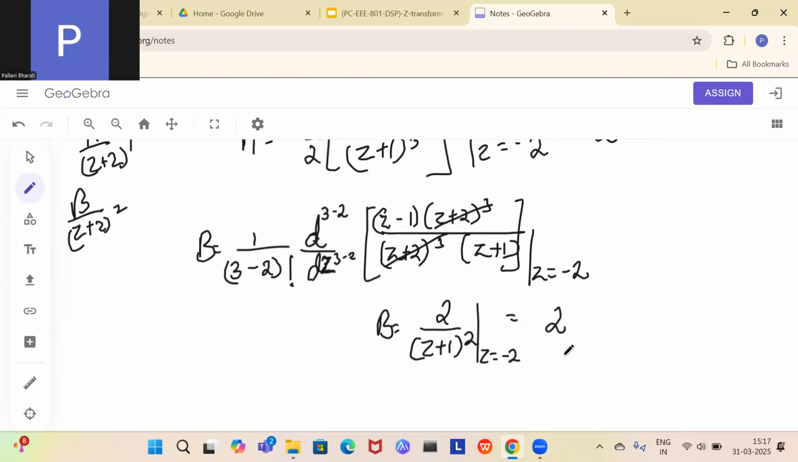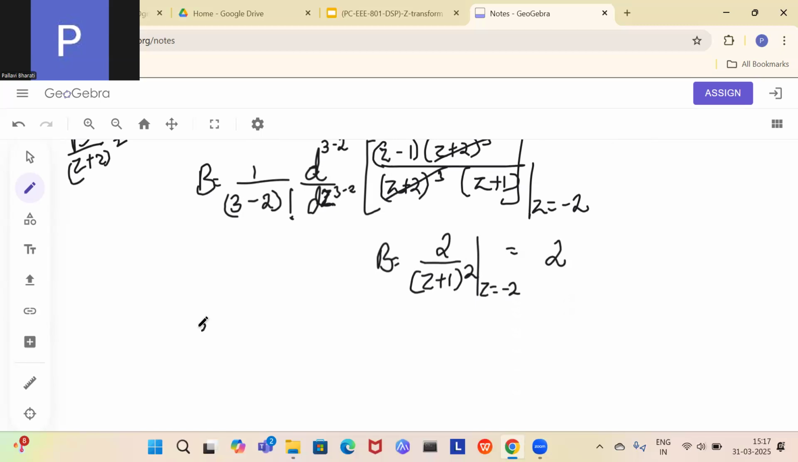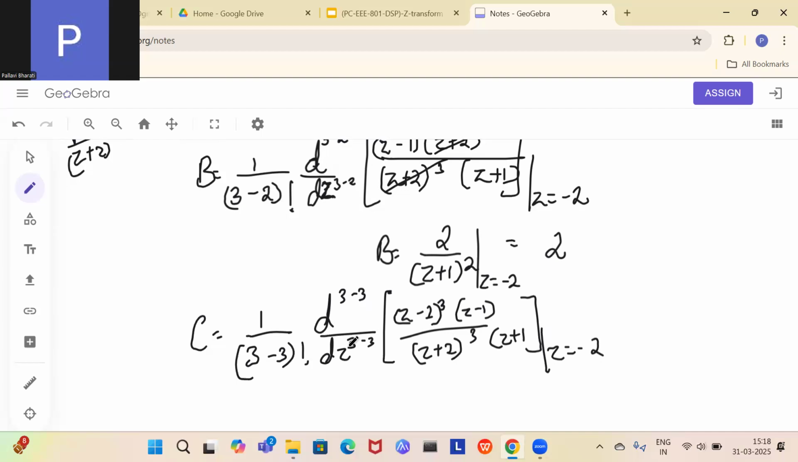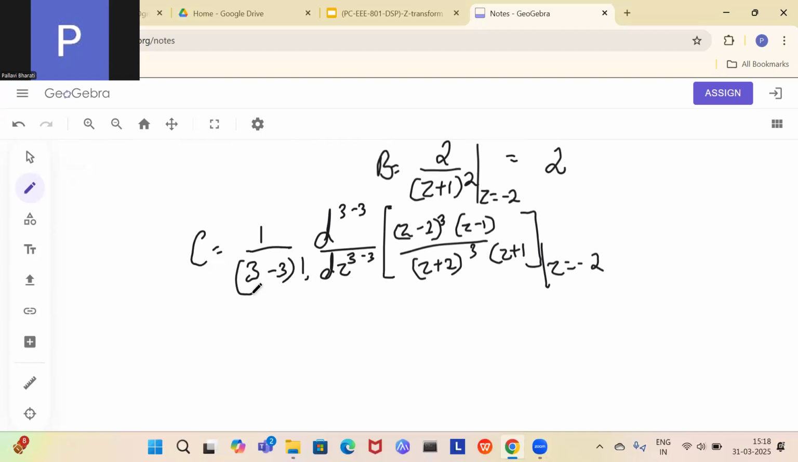When you are calculating C, that time it is 3 minus 3, 1 by (3 minus 3)!. Okay. And then we will be doing d^(3-3)/dz^(3-3), the same thing we are going to do. And then again, (z minus 2) whole cube into (z minus 1) divided by (z plus 2) whole cube into (z plus 1), calculating it at z is equal to minus 2. So in this case, 3 minus 3 is 0. So that means you are not doing any differentiation and this value is going to be 1.